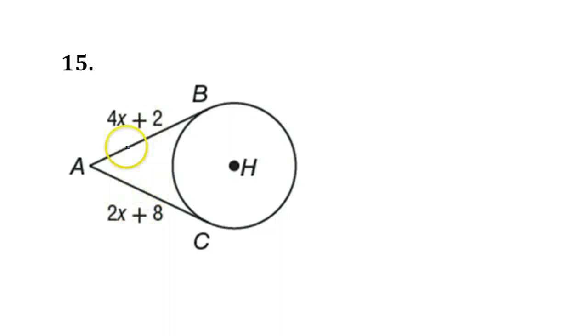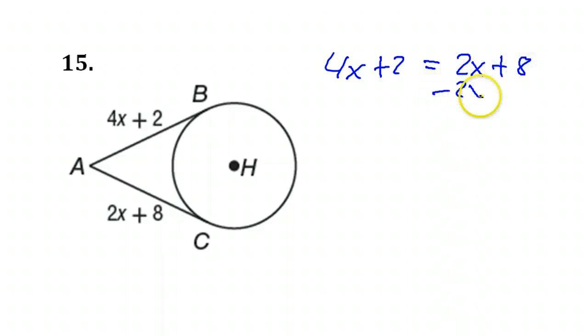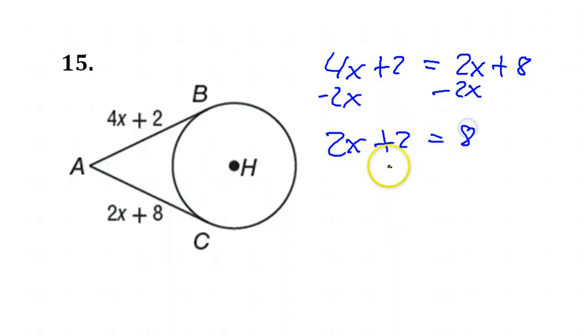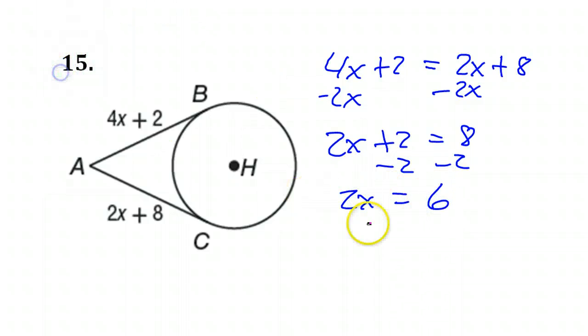Okay, same thing here. So these, when you have tangents converging at a single point, they should be congruent. So 4x plus 2 should equal 2x plus 8. Subtracting 2x from both sides gives us 2x plus 2 equals 8. Subtracting 2 from both sides gives us 2x is equal to 6. Then it's time to divide by 2. So x is equal to 3.